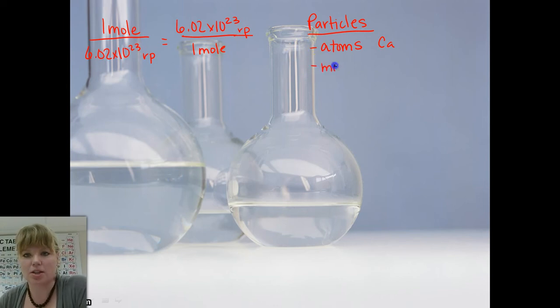It can also be molecules, which is something like water, or maybe a diatomic molecule like Cl2. Also can be a formula unit. We do abbreviate this FU. I know, it's pretty funny. And that's going to be any type of ionic bond, where molecules are covalent bonds. Formula units are ionic bonds.